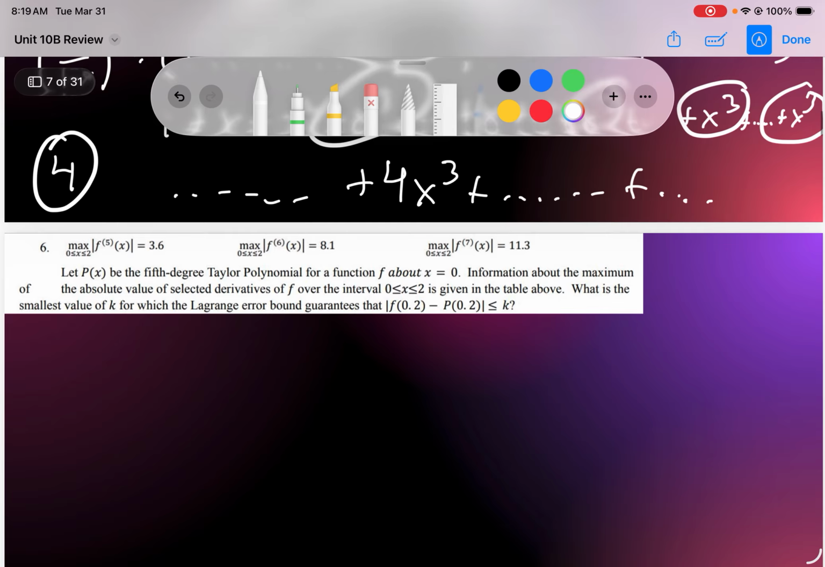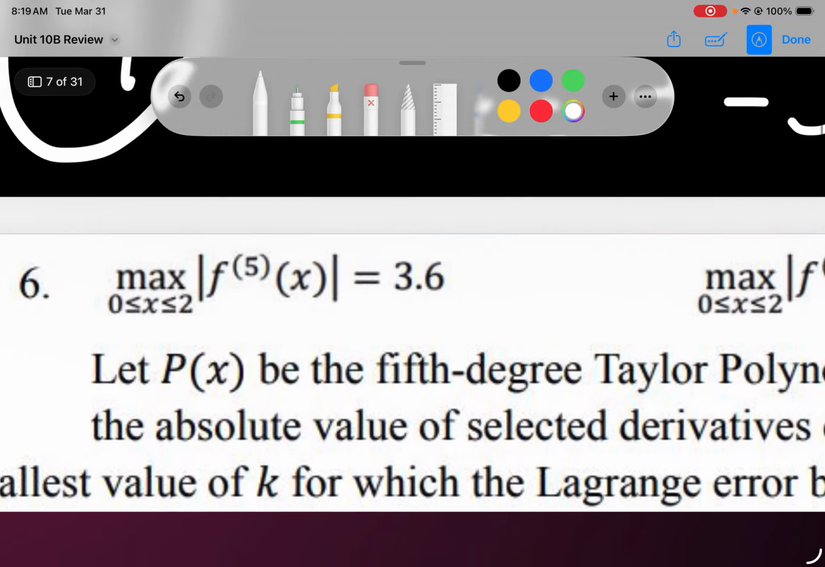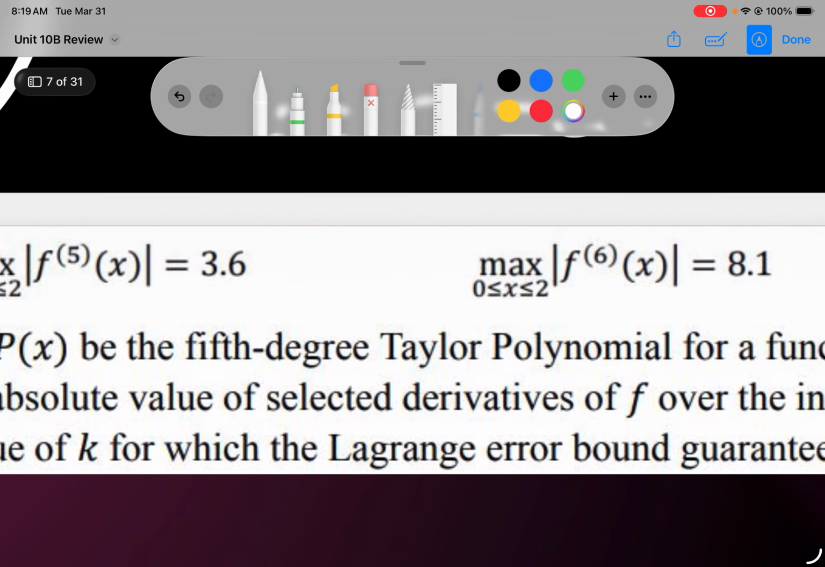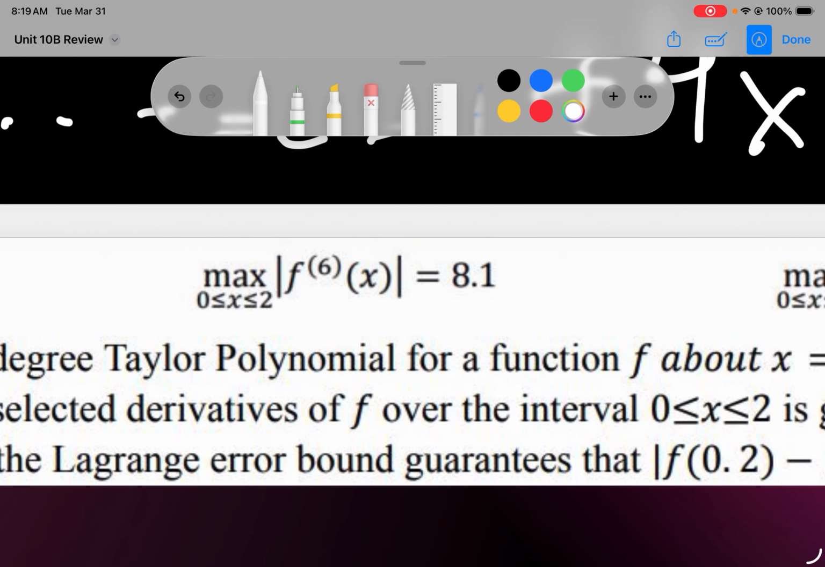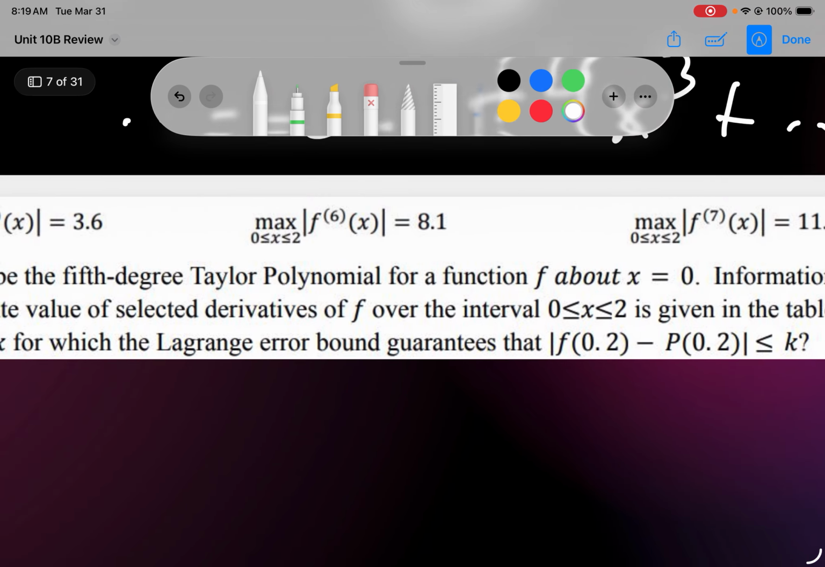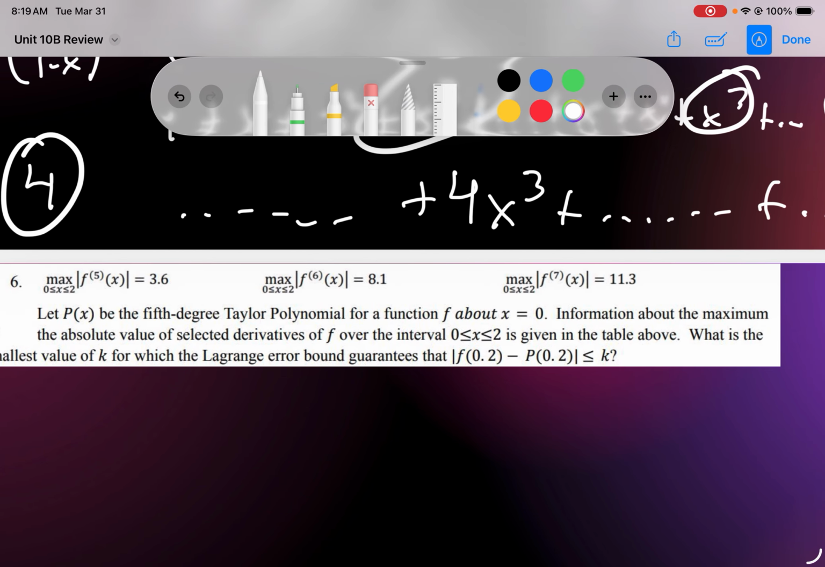All right, Lagrange error bound. As soon as I see this little max of this, what this is saying is the absolute biggest value of the fifth derivative of f on the interval from 0 to 2 is 3.6. The absolute biggest value, in absolute value, of the sixth derivative between 0 and 2 is 8.1, and similarly that. As soon as I see that, I'm thinking Lagrange error bound, and they even tell me Lagrange error bound.